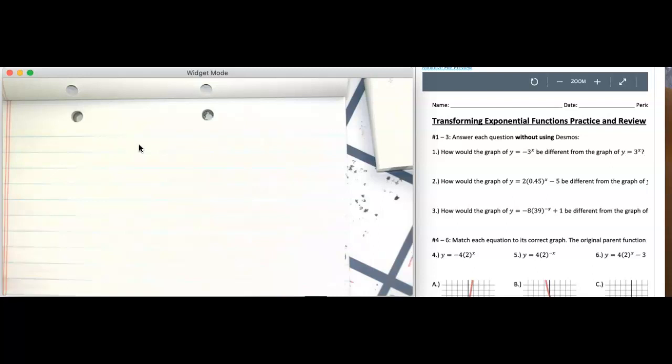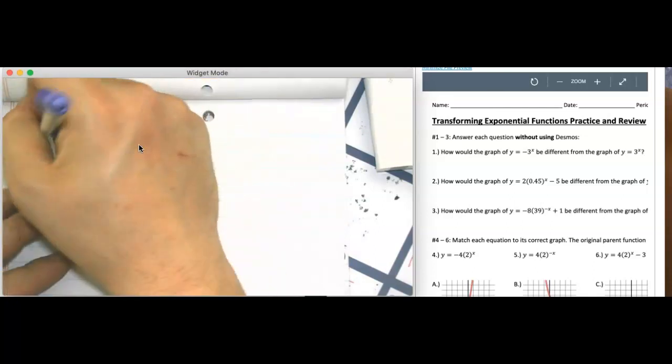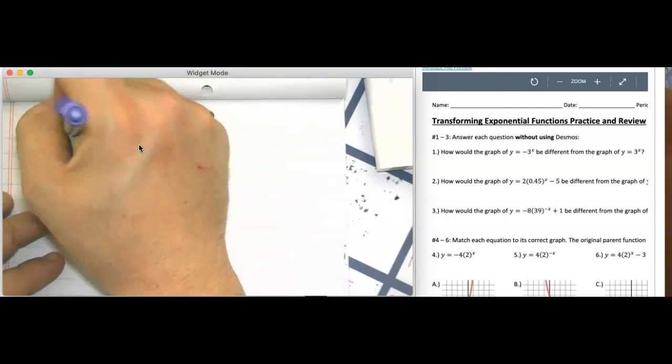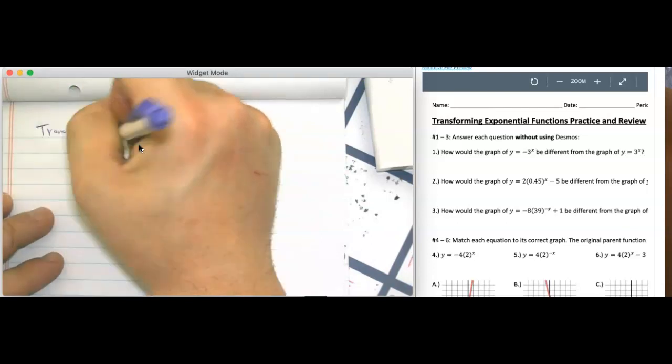So I have the assignment here from today, from February 3rd. I have my doc cam up and the assignment, so I'm just gonna go through it here on a blank sheet of paper.